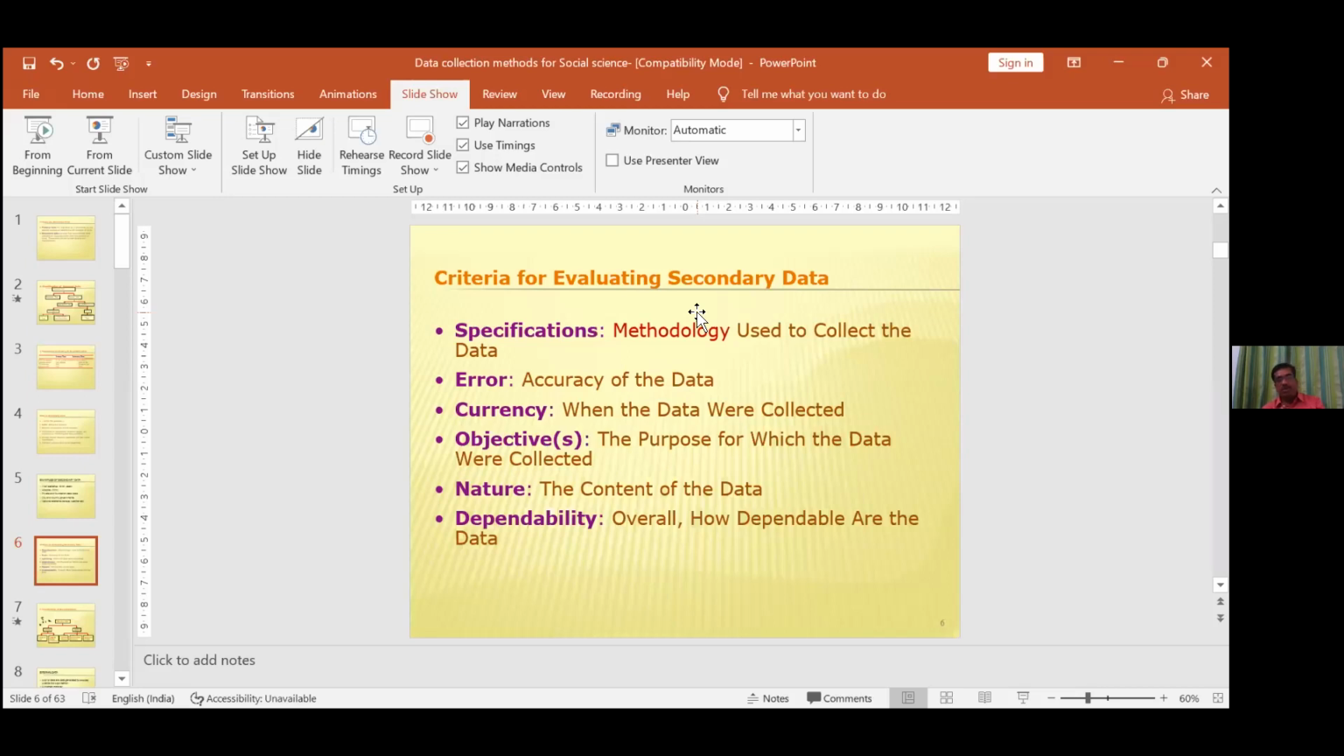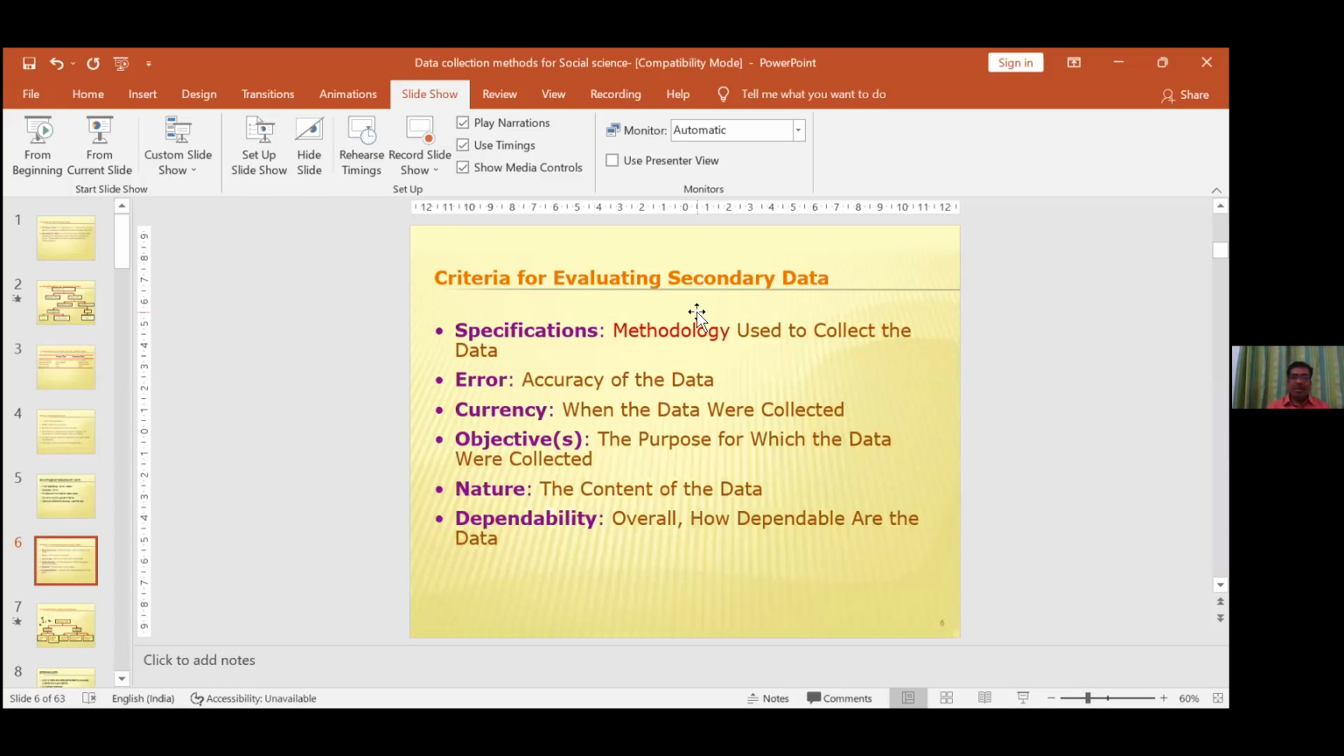Next one is objectives. What is the purpose for which the data were collected? Whether the data were collected by the government or by private people, what is the purpose? Next one, what is the content of the data? Sometimes we check whether the data has almost all the content.